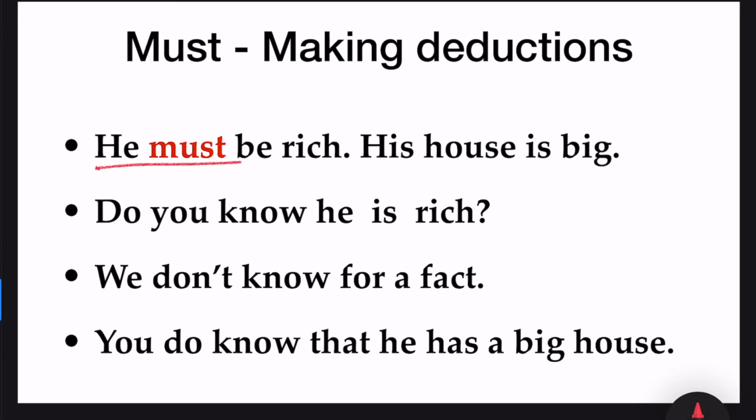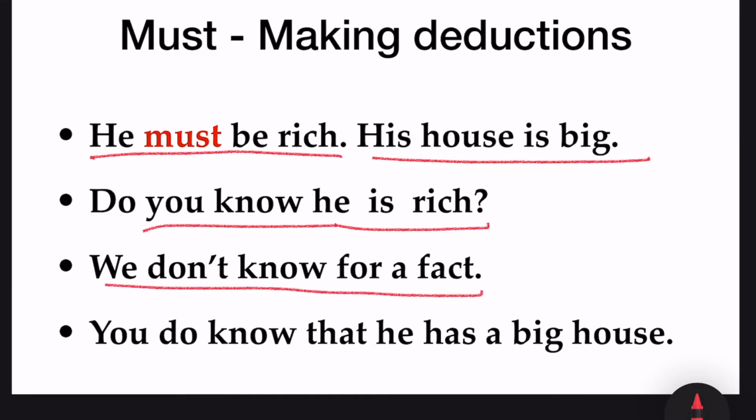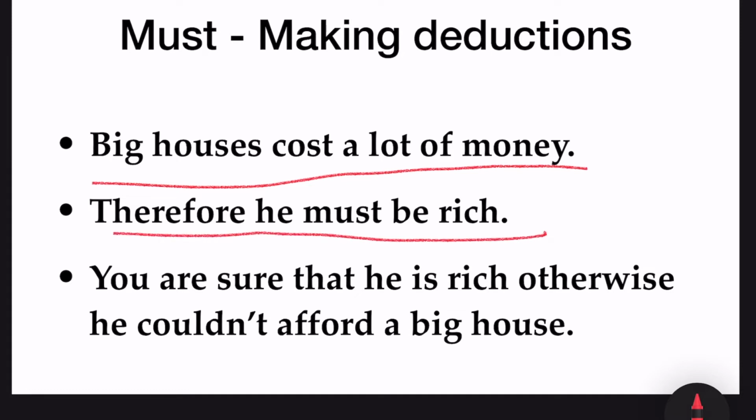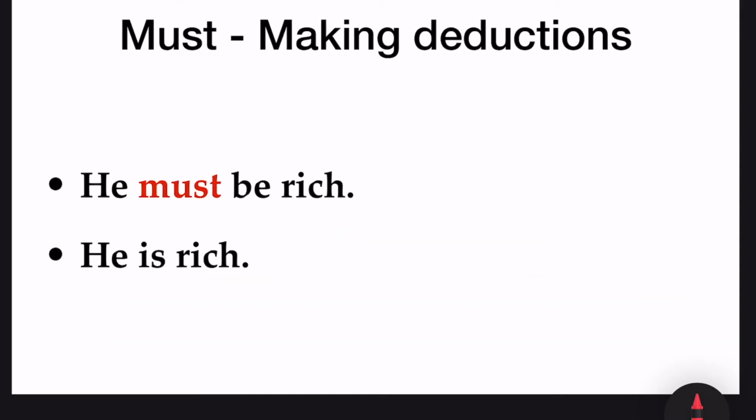Look at the first example. He must be rich. His house is big. Do you know he is rich? We don't know for a fact. You don't know that he has a big house. Big houses cost a lot of money. Therefore, he must be rich. You are sure that he is rich, otherwise he couldn't afford a big house.